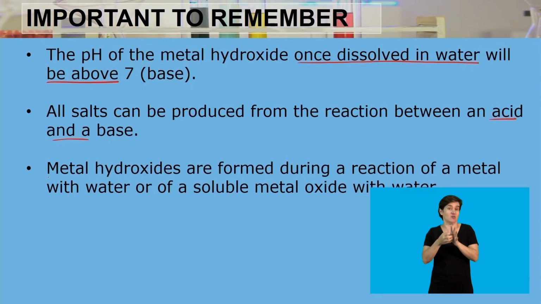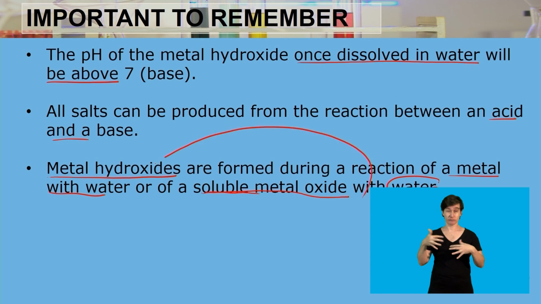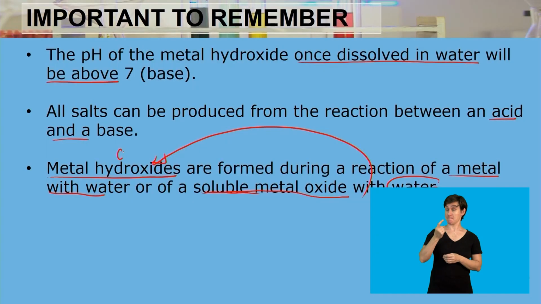Number 3, metal hydroxides are formed during a reaction of a metal with water. So when a metal reacts with water, it forms a metal hydroxide. Or when a soluble metal oxide reacts with water, we can still form our metal hydroxide. Remember that all the hydroxides have the OH that it can donate to an acid to form water.